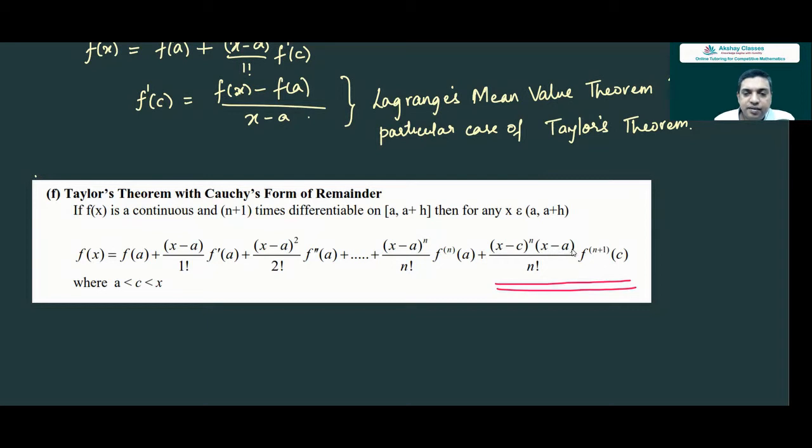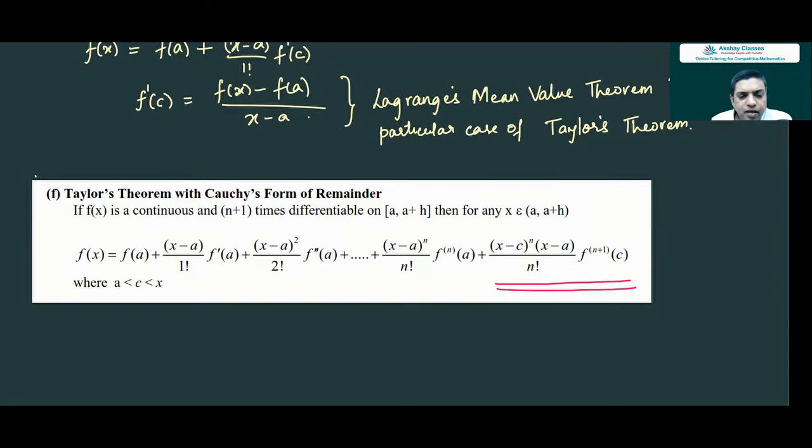x minus a into x minus c whole power n by n factorial into the n plus first derivative of f at c. So that's the only difference.